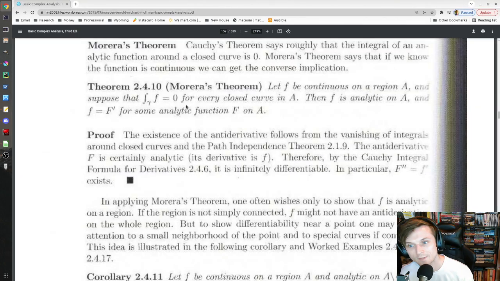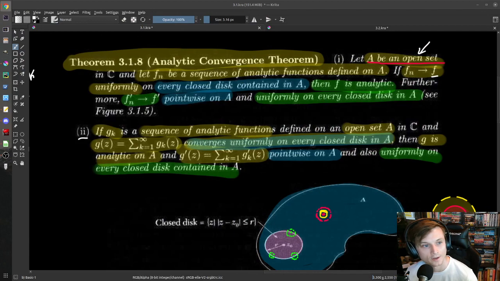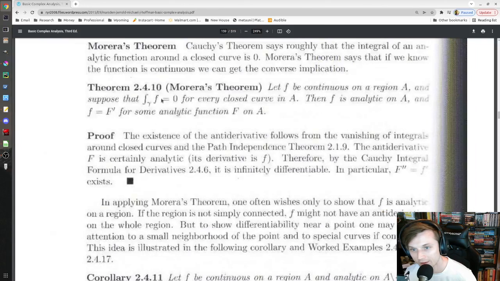Morera's theorem. Okay, so if f is continuous on a region A, and the contour integral about gamma of f is 0 for every closed curve in A, then f is analytic on A, and little f equals the derivative of big F for some analytic function F on A. Okay, this was kind of the converse, right? So we needed this piece right here to hold for every closed curve in A.